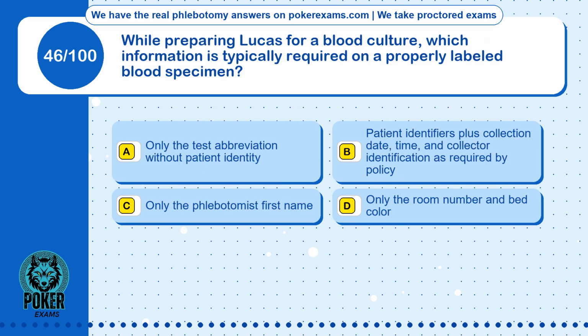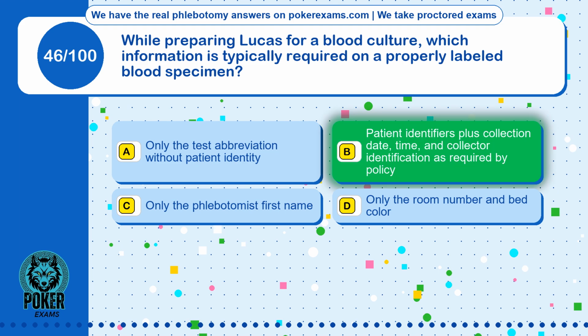Question 46. While preparing Lucas for a blood culture, which information is typically required on a properly labeled blood specimen? Option A. Only the test abbreviation without patient identity. Option B. Patient identifiers plus collection date, time, and collector identification as required by policy. Option C. Only the phlebotomist first name. Option D. Only the room number and bed color.